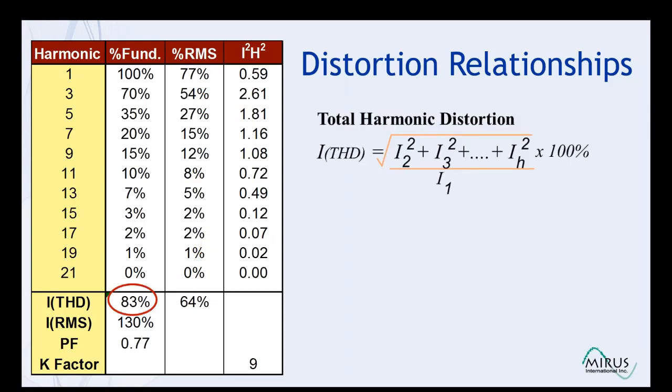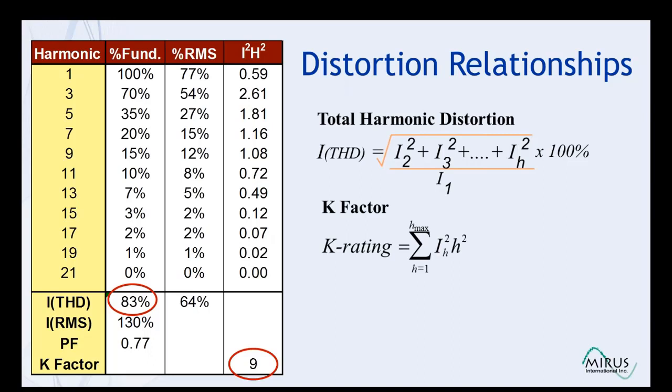Total harmonic distortion, or ITHD, is the root sum square of all of the harmonic components divided by the fundamental value. So in this case, we'll take the per unit values of third harmonic at 70%, and we'll square that. Then we'll add the fifth harmonic of 35%, square it. And we sum those all up, take the square root, and then multiply by 100%, and that gives us the total harmonic distortion, in this case of 83%.